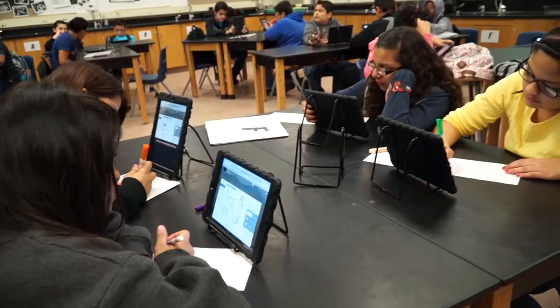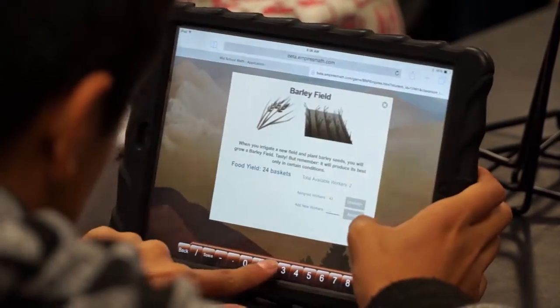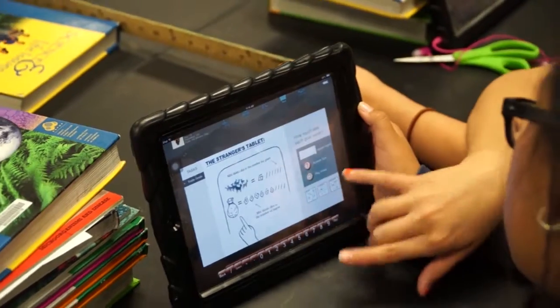And that's ultimately what we're after. We're after products that can finally get to a place where students are seeing some sort of purpose or relevance.